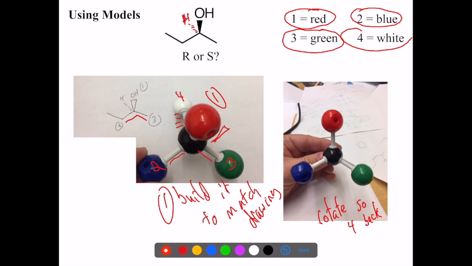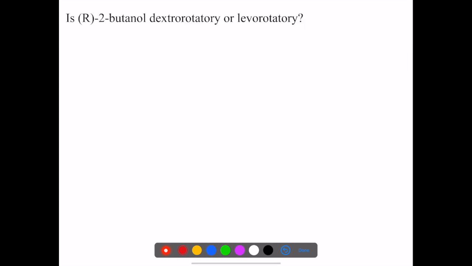So in this picture, I'm holding the low priority group 4 behind the chiral center, and red is 1, 2 is blue, and 3 is green. So you know, if you do it like this, you can pick any color to be 1, 2, 3, and 4, and if you always do it the same way, you'll start to memorize your own pattern. So this is S.